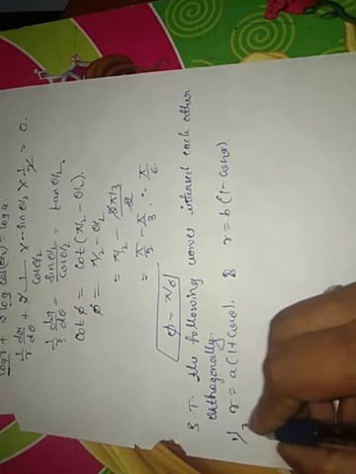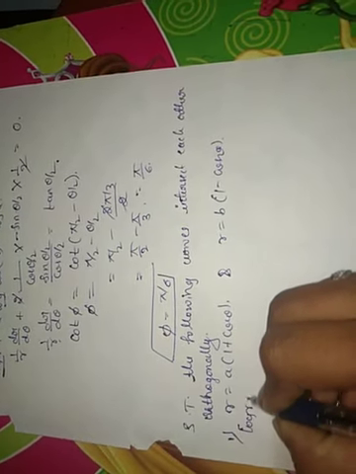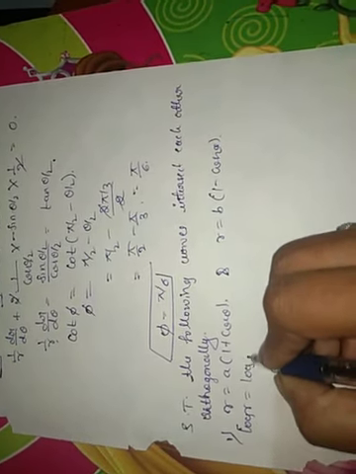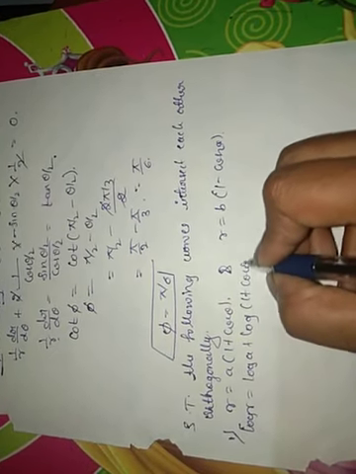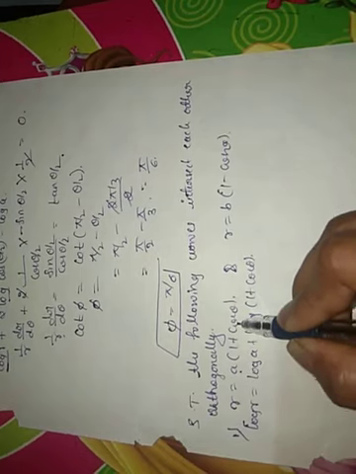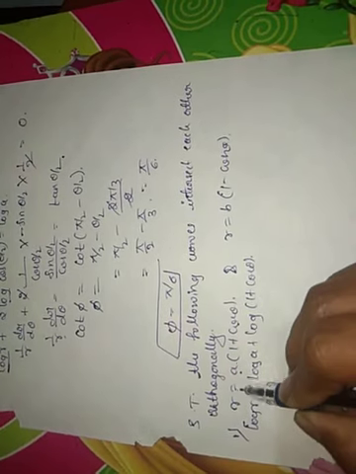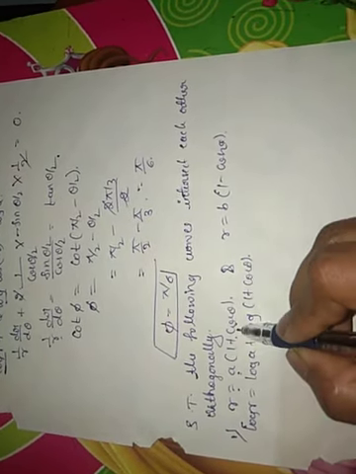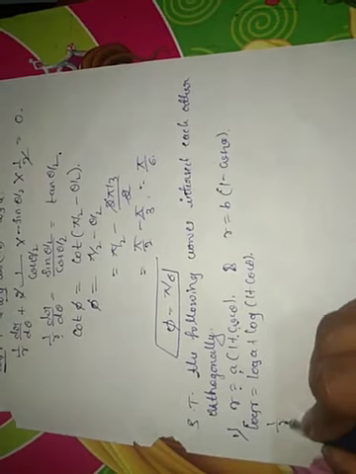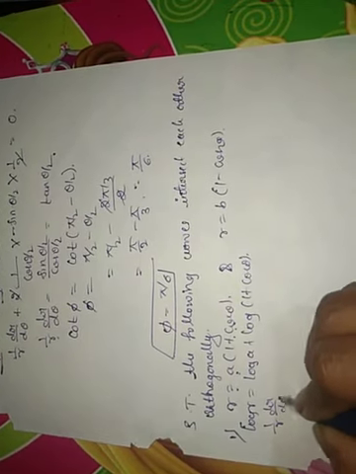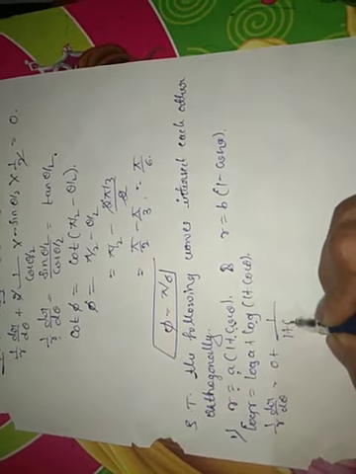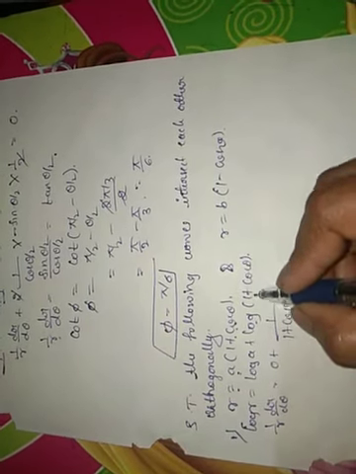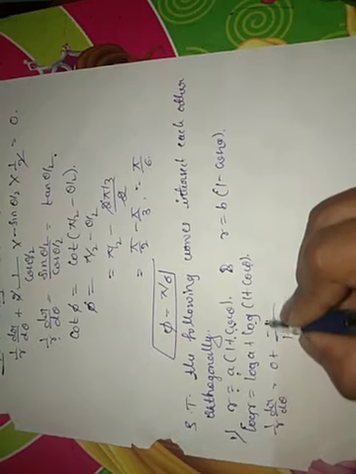First take a log on both sides. Log r equal to log a plus log of (1 + cos theta). Log of a into b is log a plus log b. Derivative of log r is 1 by r dr by d theta. Derivative of log a is 0. Derivative of log is 1 by (1 + cos theta), and the derivative of 1 + cos theta is minus sin theta.